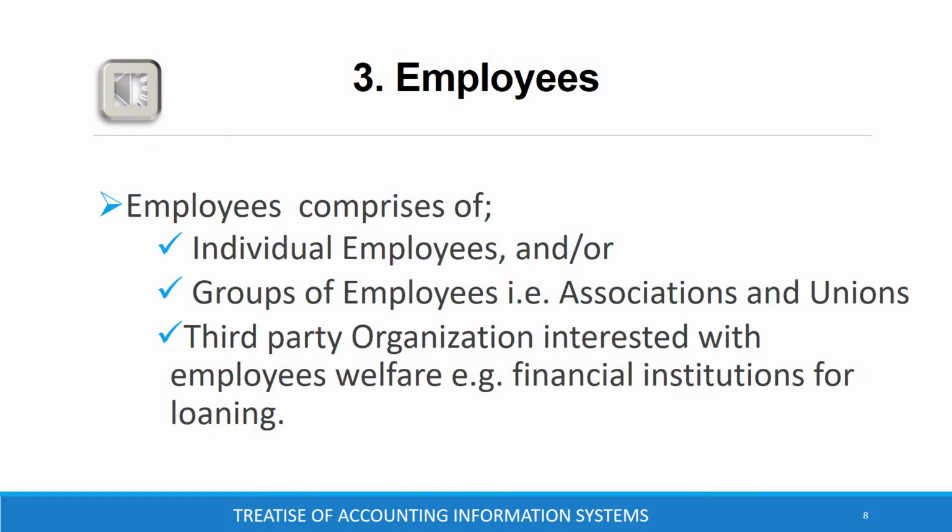The third category of users of accounting information are the employees. Employees can either be individual employees, a group of employees such as associations and unions, or third-party organizations interested in employees' welfare, such as a financial institution loaning the employees.